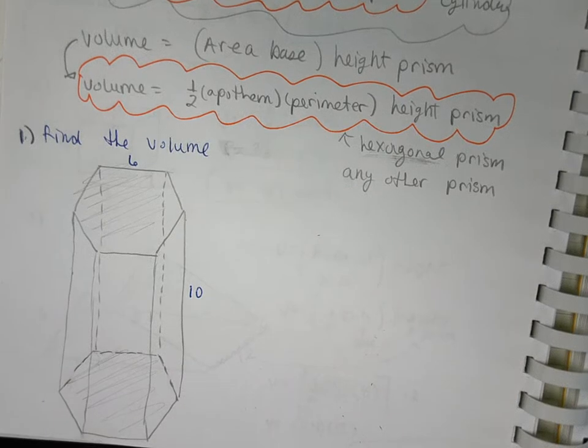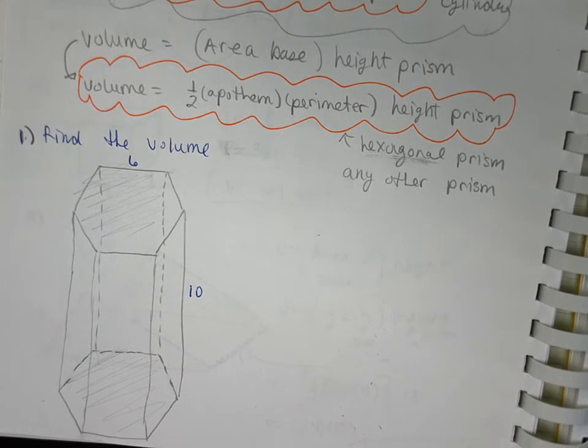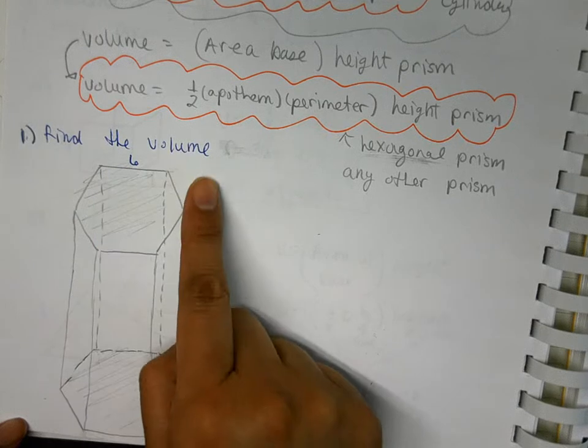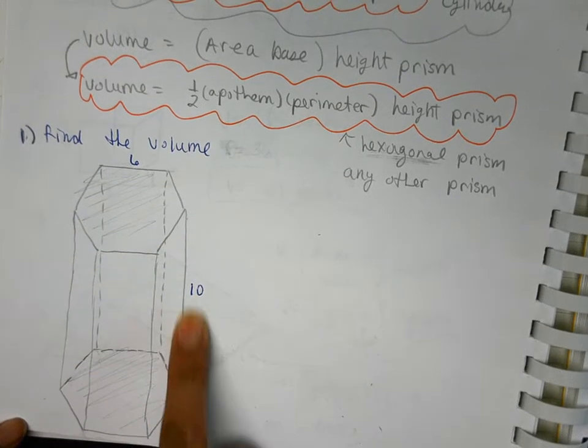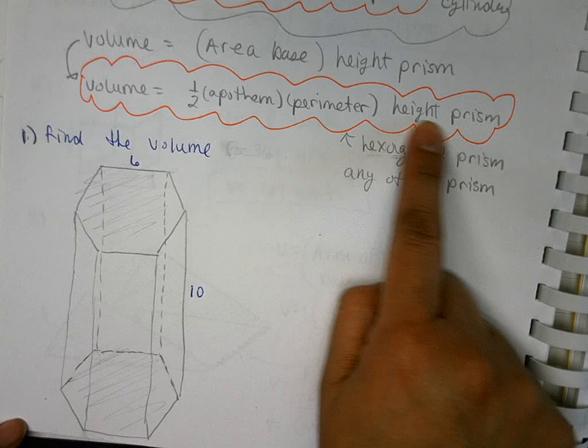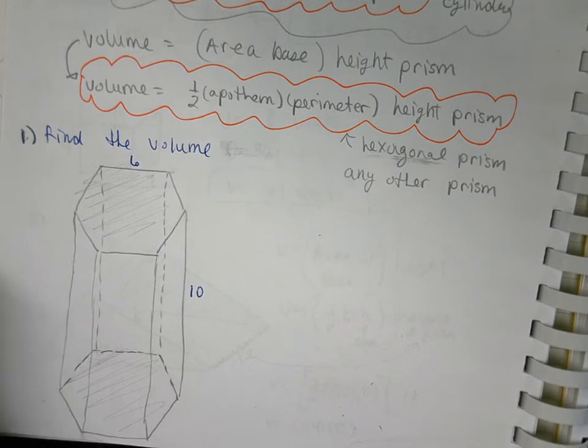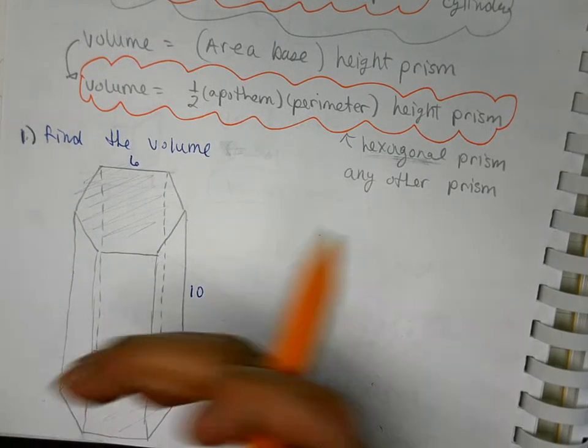That side is 6, and this side is 10. You can still write P equals 6. You don't have to, but if you have it, you can leave it. All right. Leg of a hexagon is 6. What does this 10 represent? The what of the prism? Height of the prism. All right.